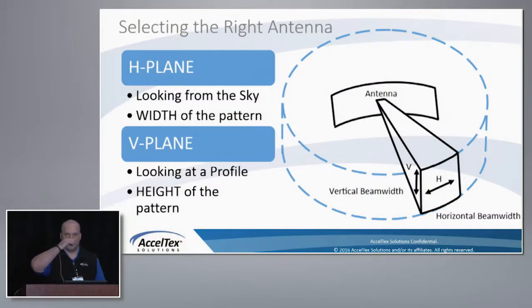So if you're looking at selecting the right antenna, the horizontal plane itself, if you look down at the pattern from above, it's the actual width of the pattern that you see. So on a spec sheet, if you look at the H plane of the antenna, you're looking down at the width of it, as you can see here. Now the V plane is going to be a profile view of the signal itself, and it's going to be the actual height of the pattern.